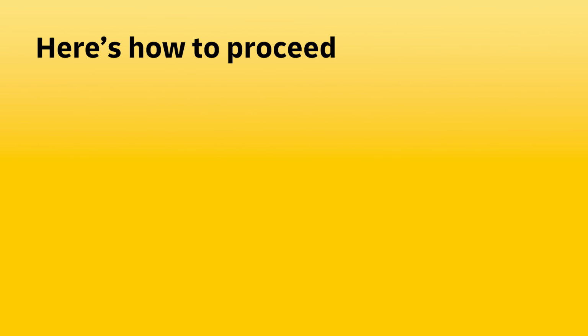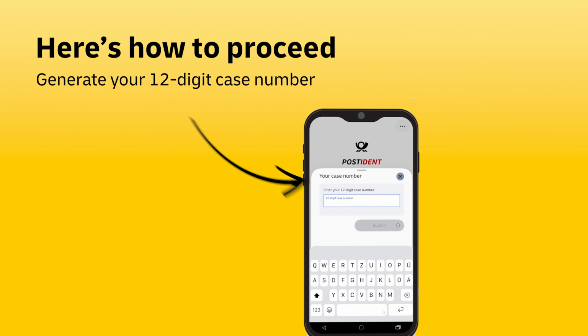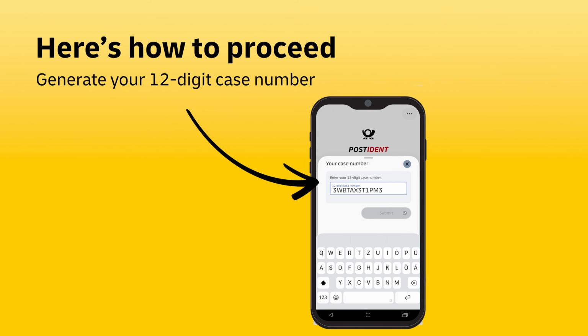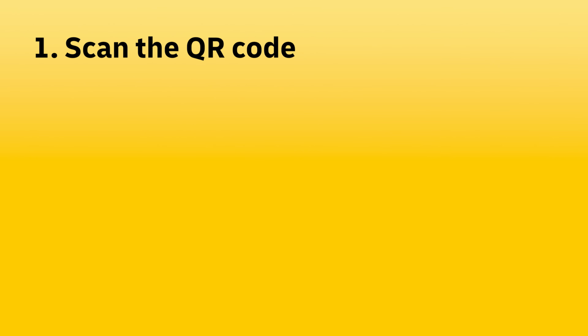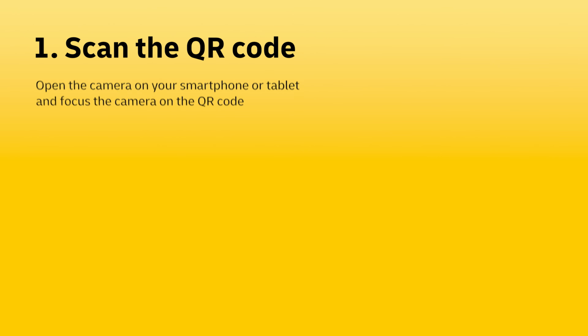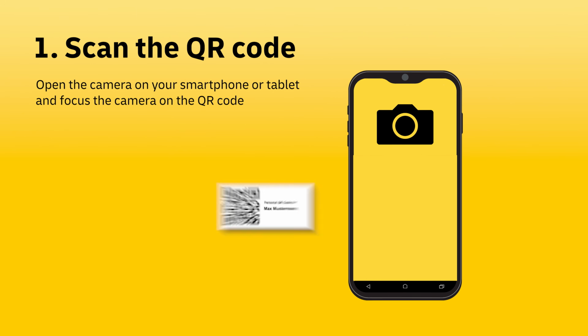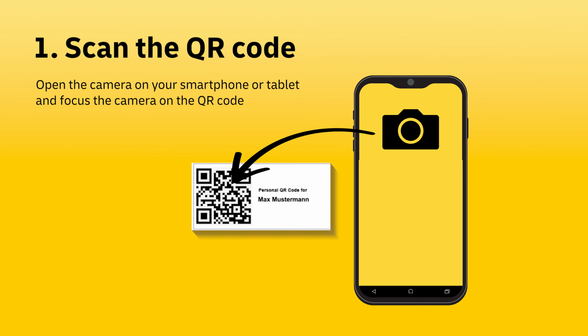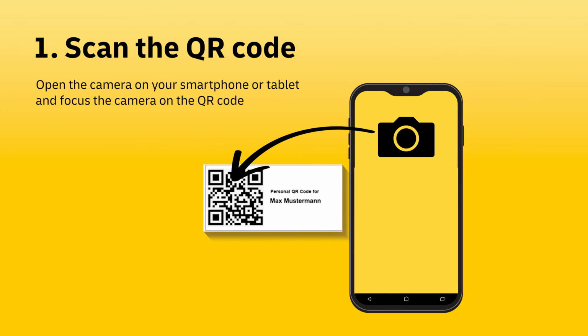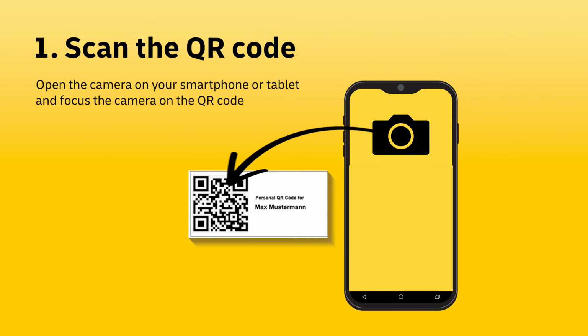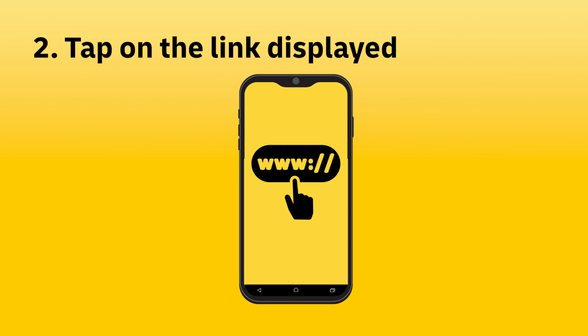Here's how to proceed. Generate your 12-digit case number. 1. Scan the QR code. Open the camera on your smartphone or tablet. Focus the camera on the QR code from your personal digital proof of life letter. A link will appear on the screen.